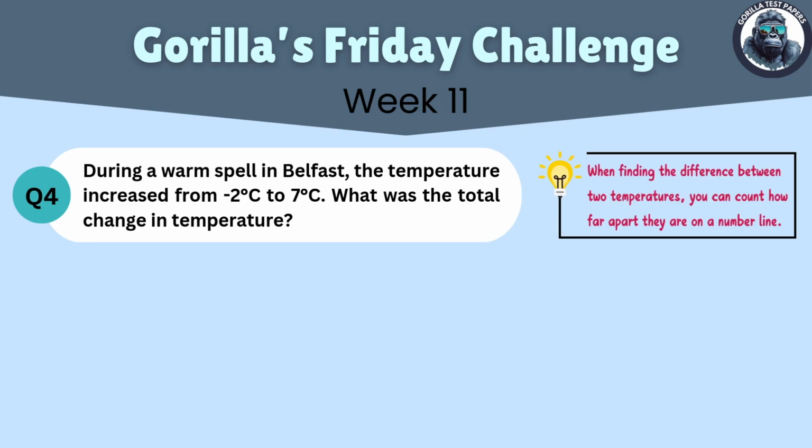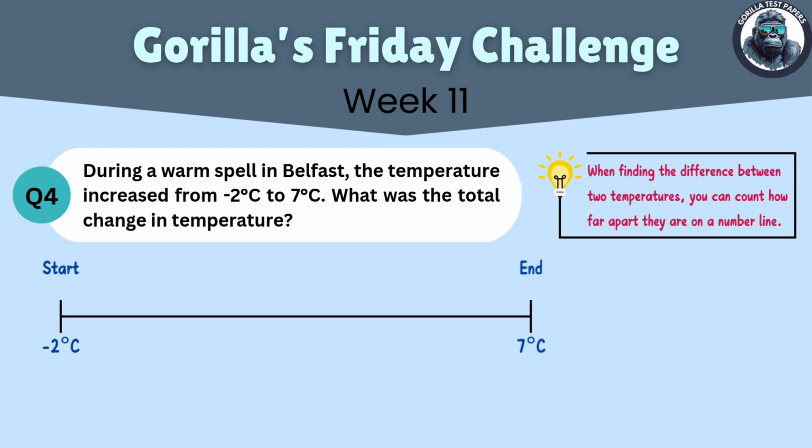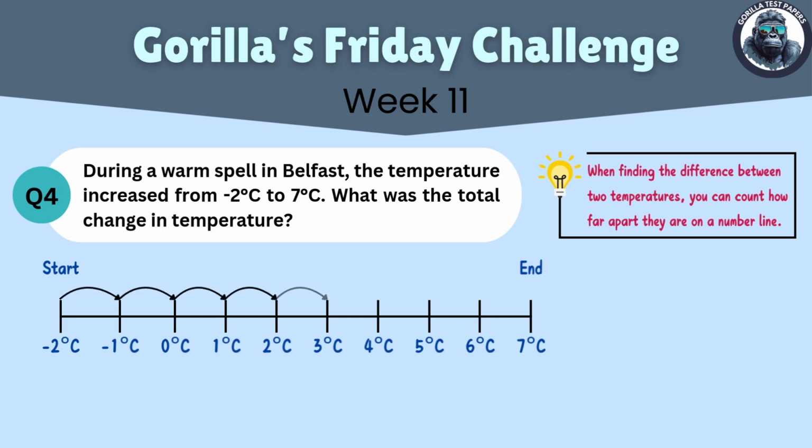First, let's set up a number line with the start temperature at minus 2 degrees Celsius and the end temperature at 7 degrees Celsius. Now let's include all the temperatures in between these two. And so, to find the change, we simply count how far apart the start and end temperatures are. That's 9 steps in total, which means the temperature rose by 9 degrees Celsius.